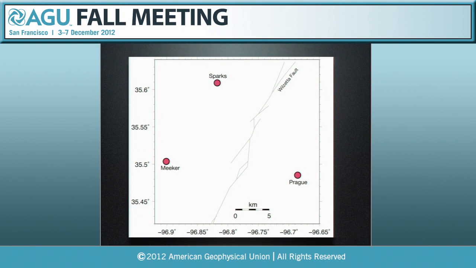The Wilzetta Fault extends approximately 200 kilometers, is Pennsylvanian in age, and is not known to be active during the Quaternary.